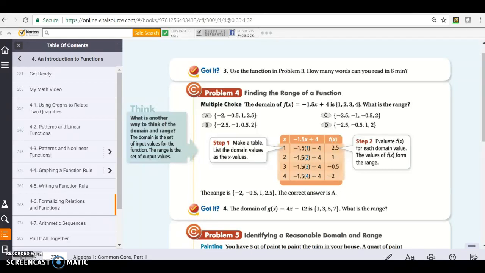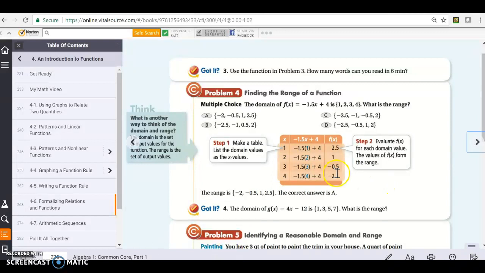Okay, we're looking at problem 4 from lesson 4-6. It says finding the range of a function. Multiple choice. The domain of f of x equals negative 1.5x plus 4 is 1, 2, 3, and 4. What is the range? Well, I find the range by plugging in my x values.